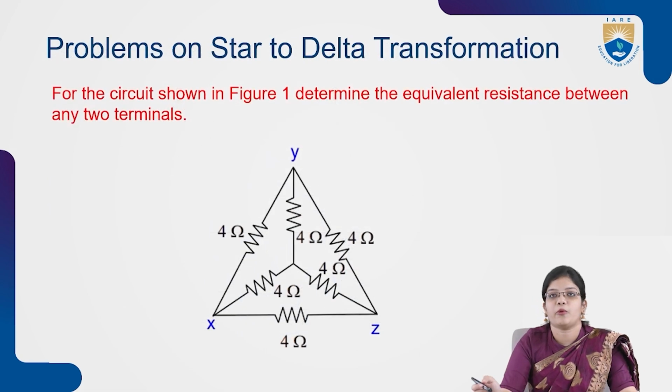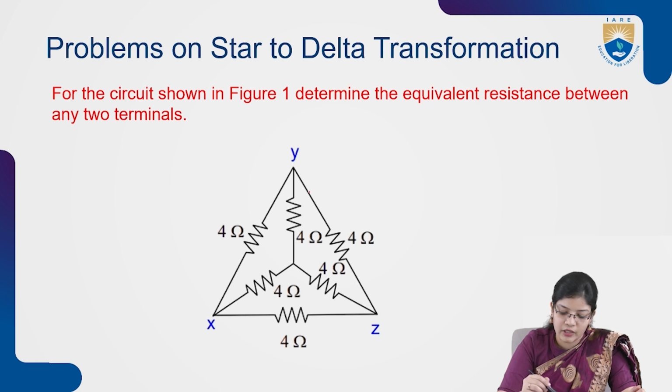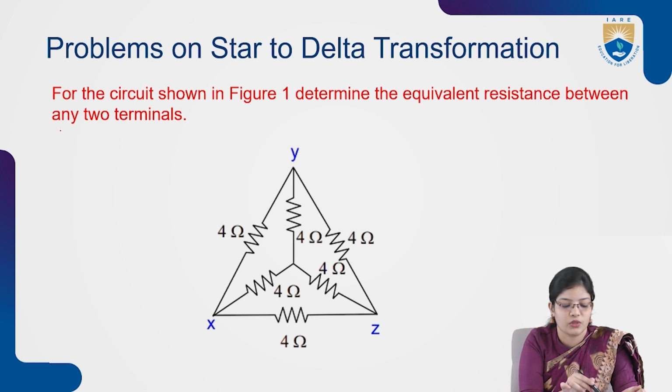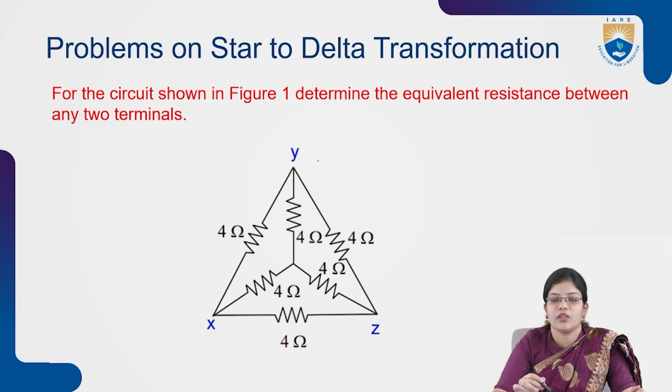Here is the example problem for delta to star or star to delta conversion. First we have to see the network. Here is a delta network and a star network. What is the question given? For the circuit shown in the figure, determine the equivalent resistance between two terminals. They have not mentioned the source across two terminals. They have asked to calculate between any two terminals, so we can take either these two terminals as source, or these two, or these two.